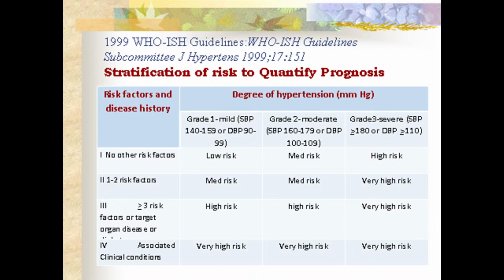And depending on the degree of hypertension and the presence of risk factors, risk can be low, medium, high, or very high. I'd like to draw your attention and remind you that if there is diabetes mellitus, the risk of cardiovascular events and diseases that can lead to mortality of the patient should be assessed as high or very high risk. It's very important to understand.